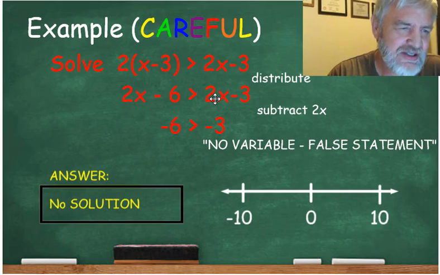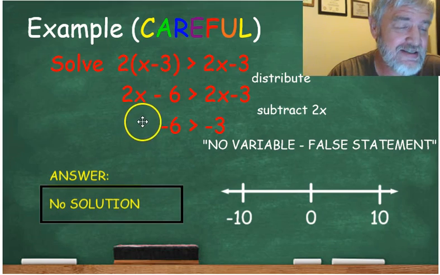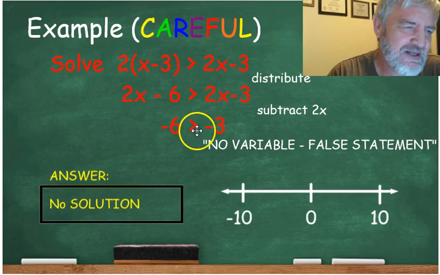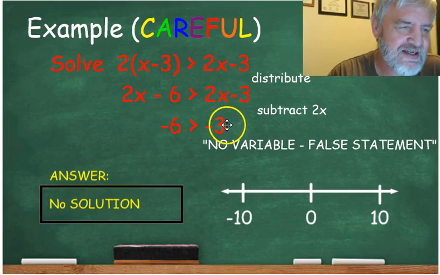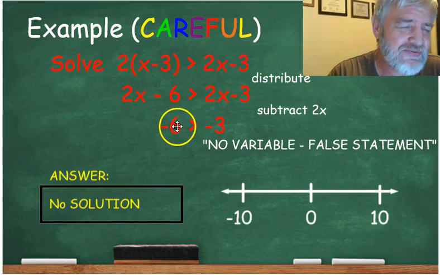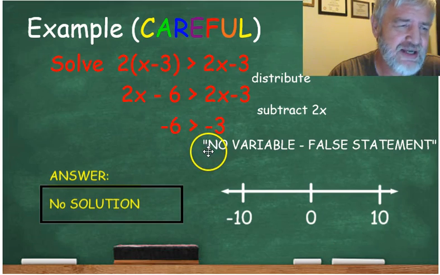And this is similar to the last example. When I subtract the 2x from both sides, the x's disappear. There is no more variable. The issue that makes this unique from the other problem is that -6 is left and -3 is left. We're saying -6 is bigger than -3, and on a number line it's further to the left. This is not a true statement.